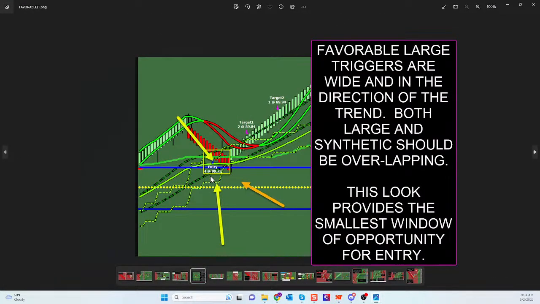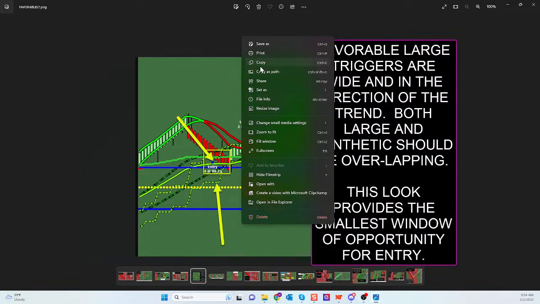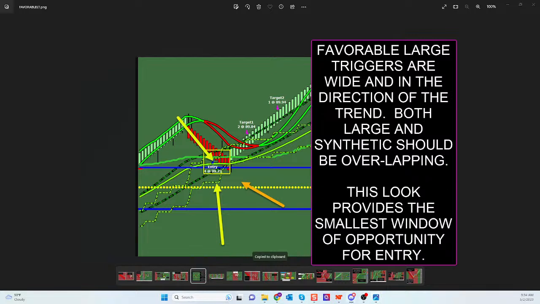Let's define favorable large triggers in pictures, guys. Favorable large triggers mean that both the large and the synthetic, which are both just large triggers, synthetic means it comes from a different time frame, should be one on top of the other, overlapping, strong in the direction of the trend. Guys, this overlapping and tightness of the trigger lines creates the smallest window of opportunity.